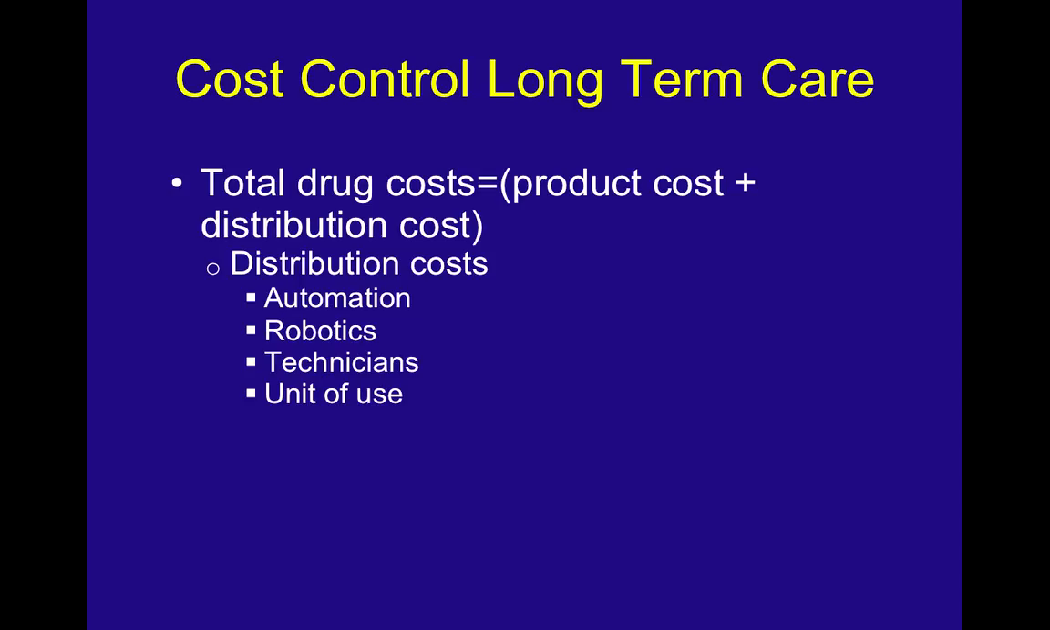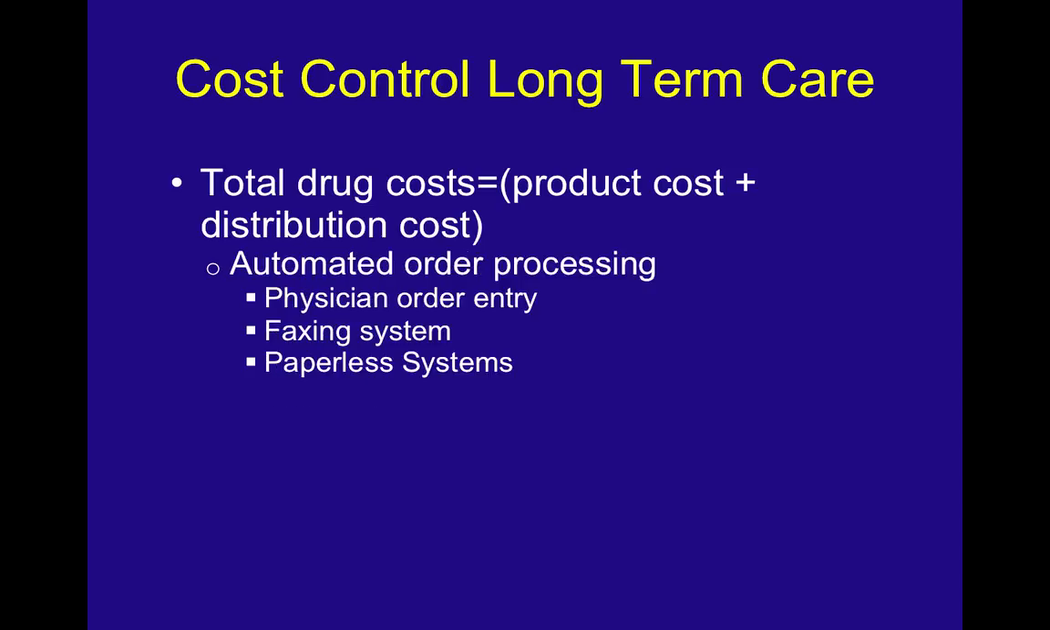Distribution costs. One of the ways closed-door pharmacies may be able to help control distribution is through automation. Several of the larger long-term care companies have actually put Pyxis machines, Omnicell machines in the nursing home so they actually can dispense on site, and that might help control waste, especially if somebody isn't there for a long period of time. And so robotics, technicians, unit dose packaging are ways to help control costs. The other ways to control costs is now we see physician order entry in long-term care facilities, and we also see paperless systems using electronic health records.